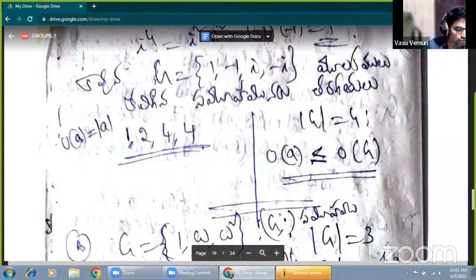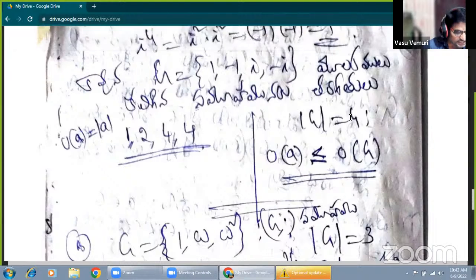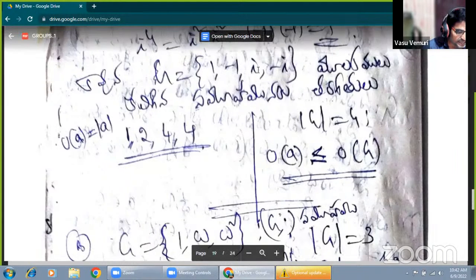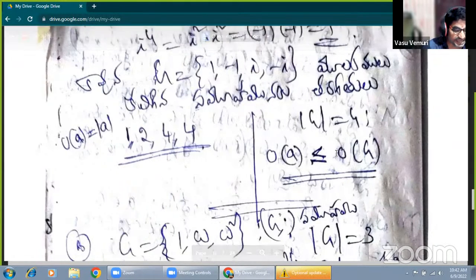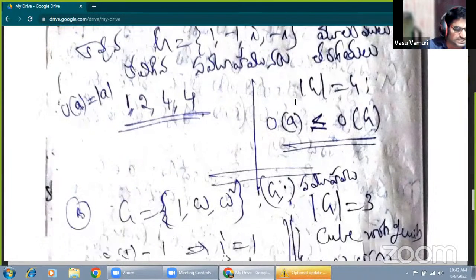Comparing them both: 1 is less than 4, 2 is less than 4, because these are all elements. This is A1, A2, A3, A4. The first element's order is less than the group order. The second element's order is 2, which is also less than 4. For the third element i, the order is 4 because i power 4 equals 1. That's why the element order is always less than or equal to the group order. And the last element minus i also has order 4. Therefore, 4 equals 4. Comparing both, the order of an element is either less than or equal to the order of the group.